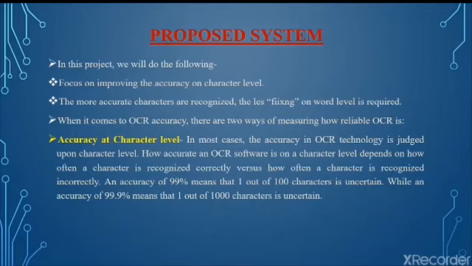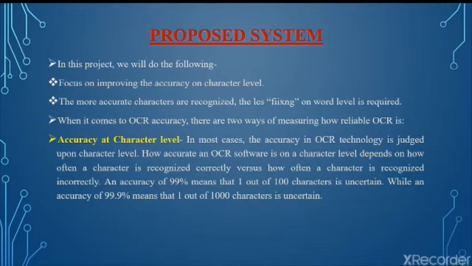Now the proposed system for the problem statement is that we are mainly going to focus upon the accuracy at character level. That is, the more accurately the characters are recognized, the better the results will be and the less fixing will be needed at the word level. Now there are two ways of determining accuracy when it comes to OCR. First is accuracy at character level, second is accuracy at word level.